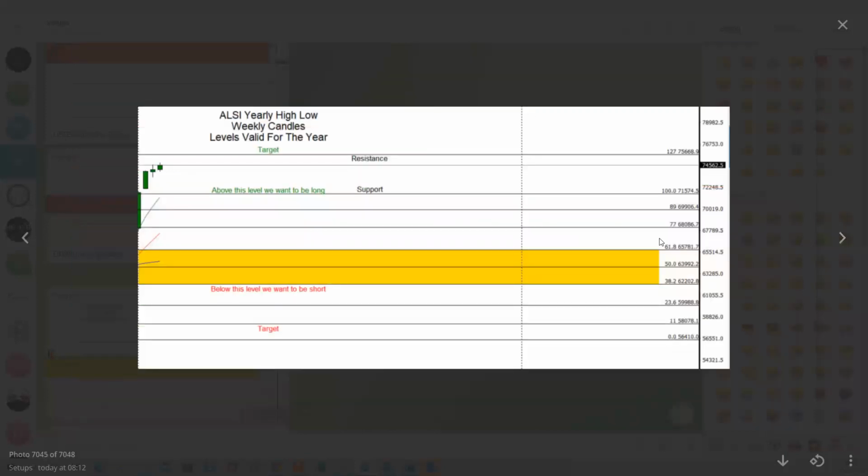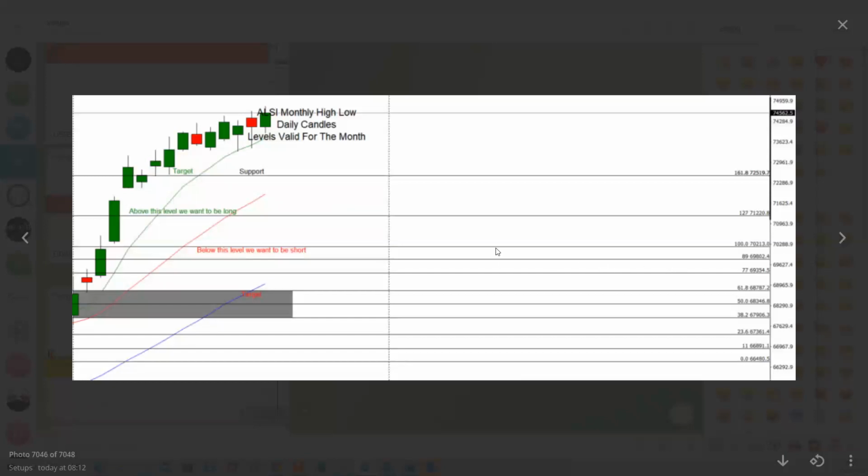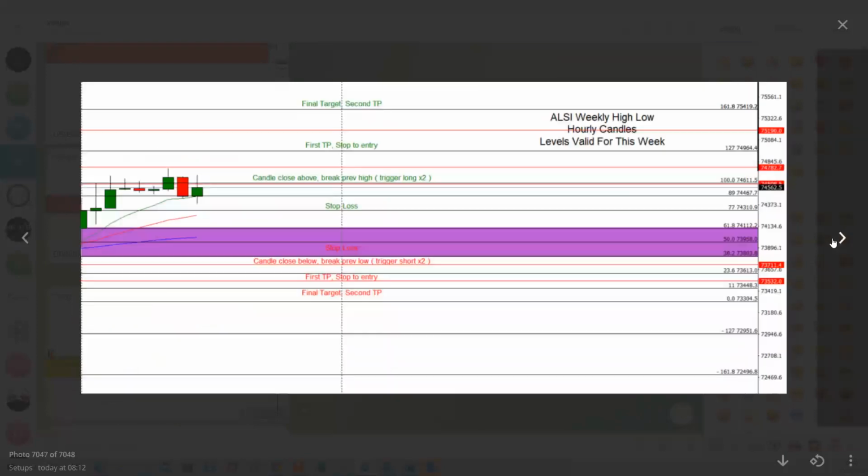On the Aussie yearly high low, currently levels of 100 and 127 as support resistance. If you look at moving averages, 8 is above 21, above 50. That's indicating trend is up. So we're still looking for the 127 target level. On the Aussie monthly high low, currently above all the levels. So we need to wait for a moving average crossover to the downside to look for further indications.